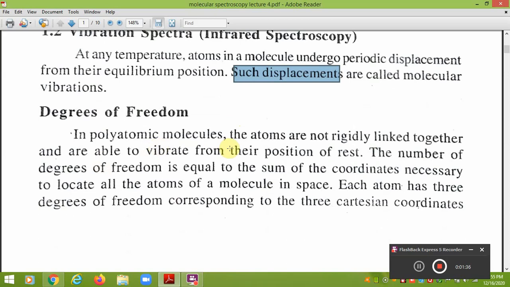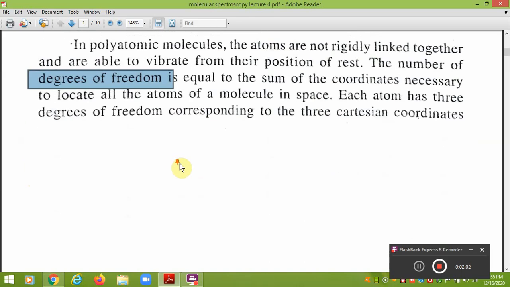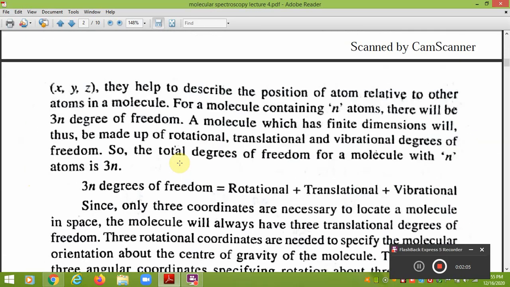And in polyatomic molecules, the atoms are not rigidly linked with one another. These are able to vibrate from their equilibrium position, meaning these are able to show displacement from their equilibrium position, and the number of degrees of freedom is equal to the number of coordinates necessary to locate all these vibrating atoms in the molecule in space. Each atom has 3 degrees of freedom corresponding to 3 Cartesian coordinates x, y, z, to describe the position of atoms related to each other in the molecule.